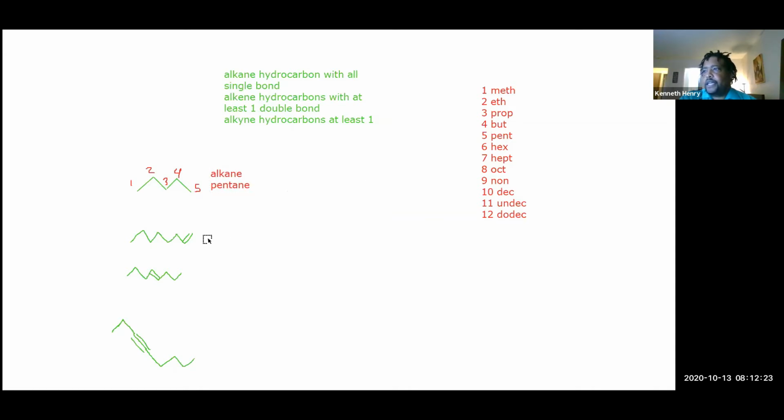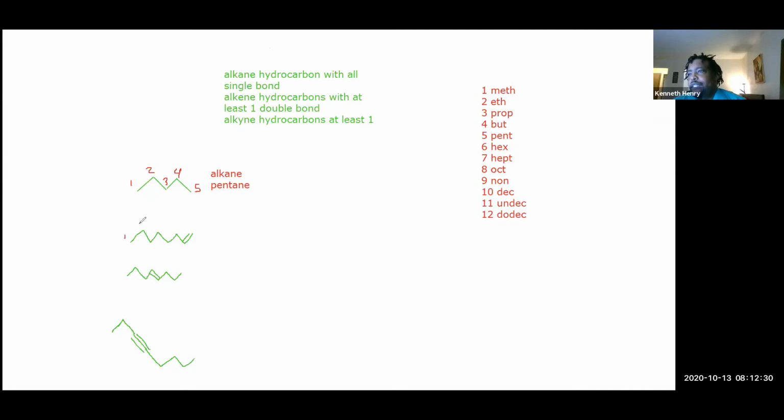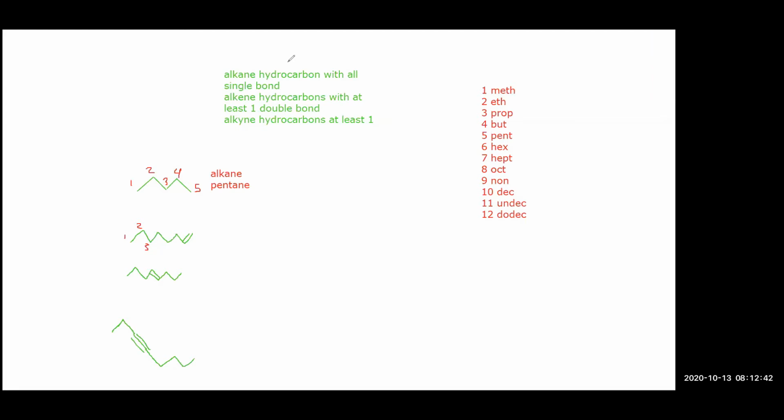Okay, what about this guy? 7 heptene. So it has 7 carbons. 1, 2, 3. So would it be 7 or would it be 1 heptene? Remember the rule, you always want to go with the shortest numbering system. So I can go either way. Yeah, so 1.